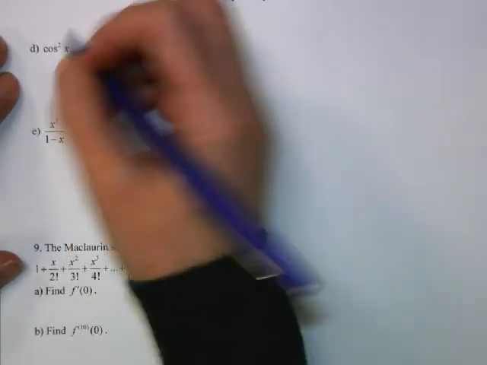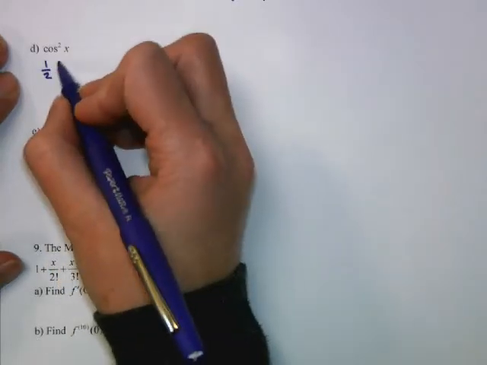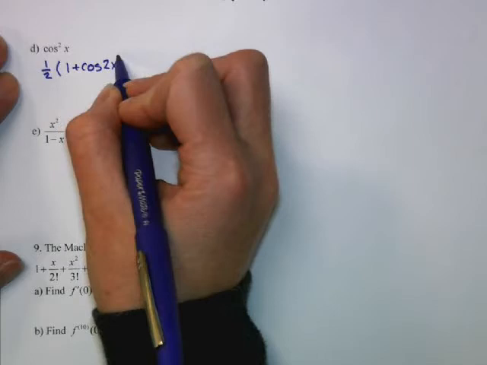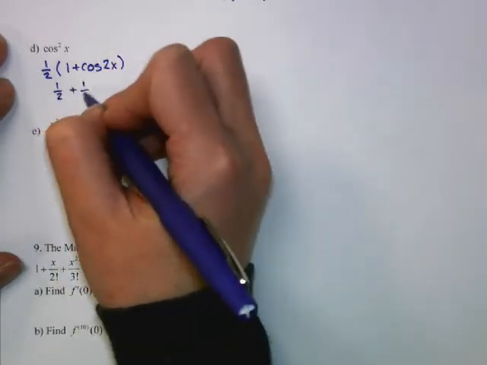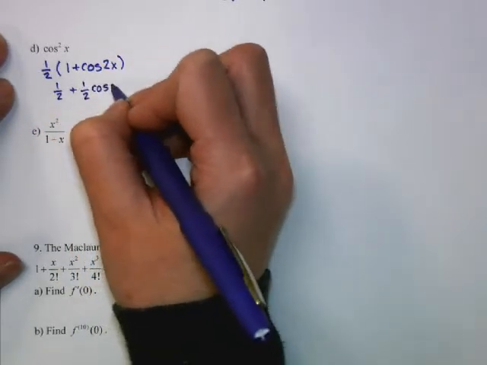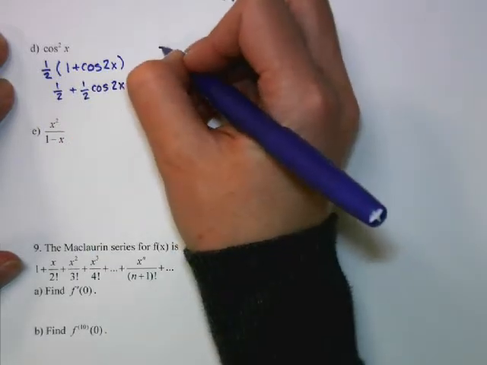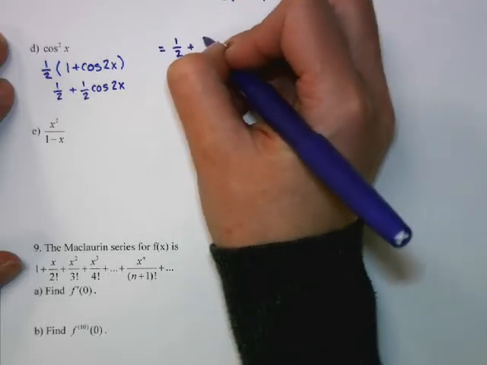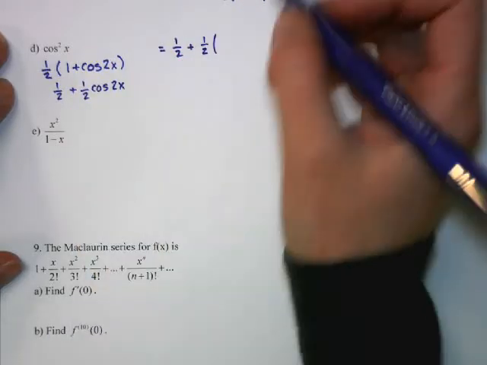Okay, for cosine squared, I can't simply just square it. So what we're going to do is actually use the trig identity that says cosine squared x equals 1 plus cosine 2x over 2, the double angle identity. So this will be 1/2 plus 1/2 cosine 2x. Okay, so as a series, we're going to have 1/2 plus 1/2 of the series generated by cosine 2x.